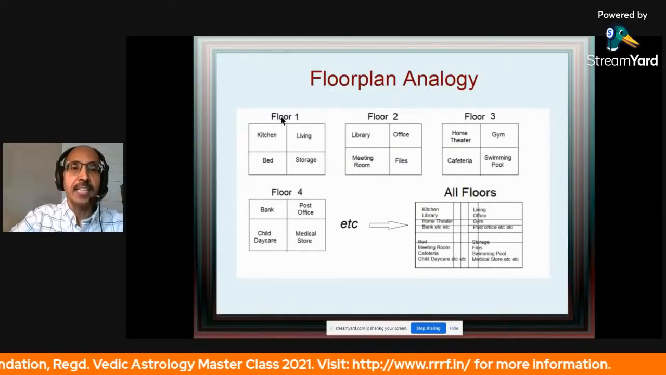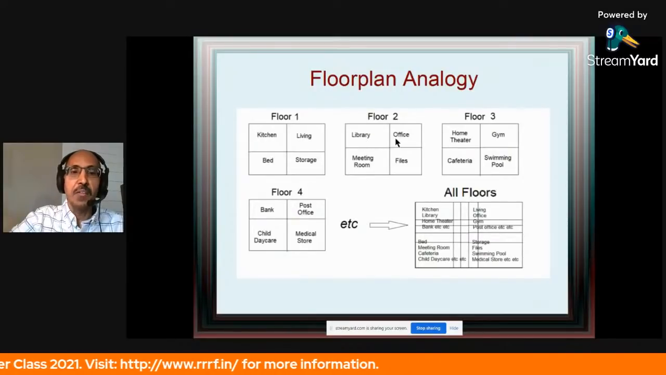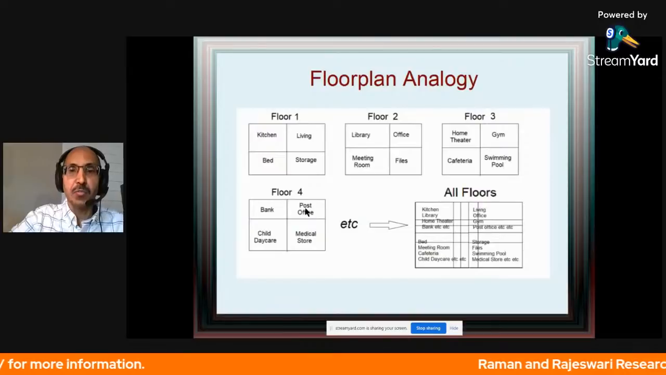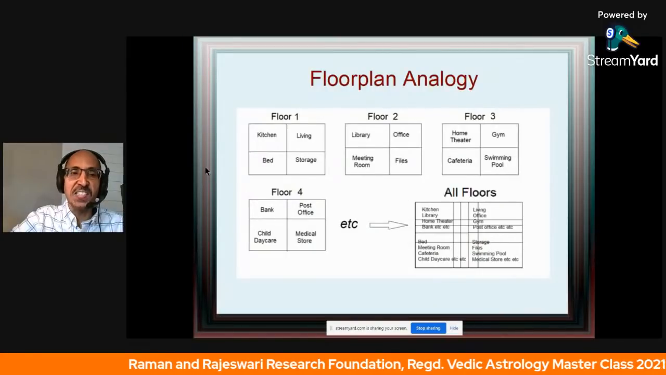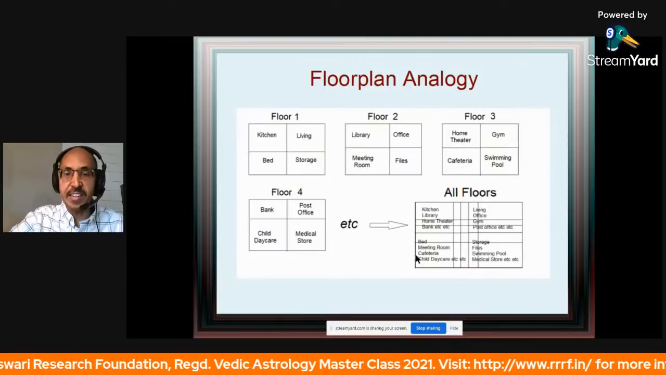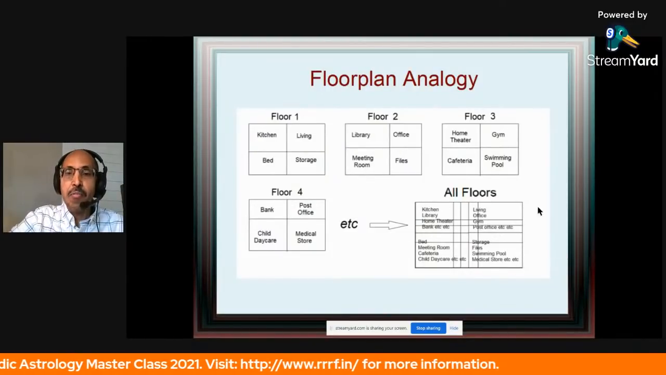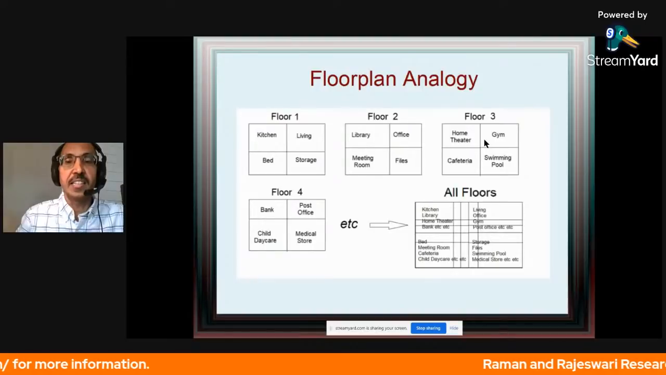Suppose a building has on floor 1 a kitchen, living room, bedroom, storage. Another floor has a library, office, meeting room. Like that, basically you have the maps of various floors, and then when you combine all those into one map, which is basically the Rashi chart. This is Navamsha, Dasamsha, Dvadasamsha, etc. And this is the Rashi chart, the material existence where everything will impact in the end. Everything is basically combined. So it is so difficult to decipher this, whereas it is easier to decipher this.